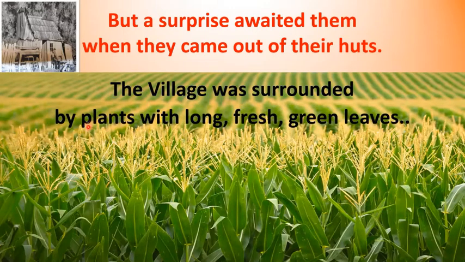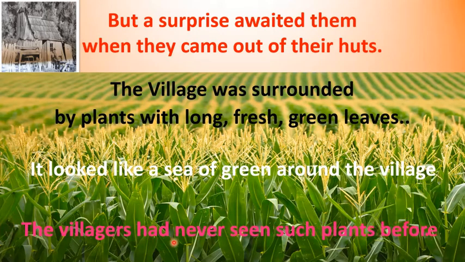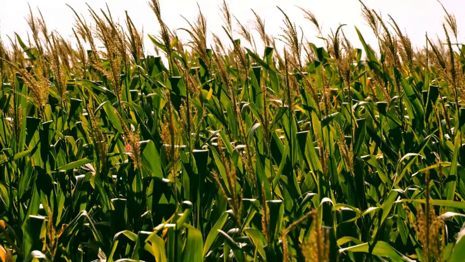Maize trees. The village was surrounded by plants with long, fresh green leaves. See, long, fresh green leaves they saw when they came out from their huts. And it looked like a sea of green around the village. Around the village, everywhere it is there, it seems, in the fields. So it is like a sea of green around the village. The villagers had never seen such plants before.